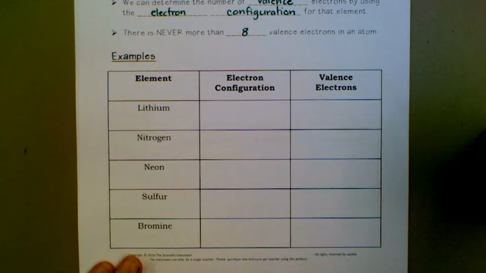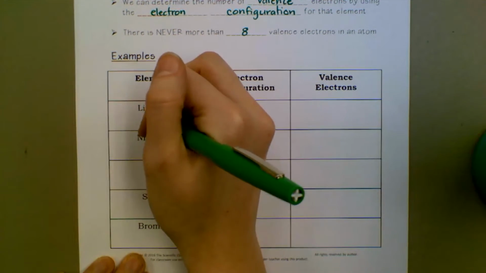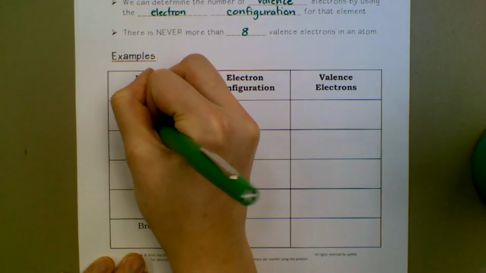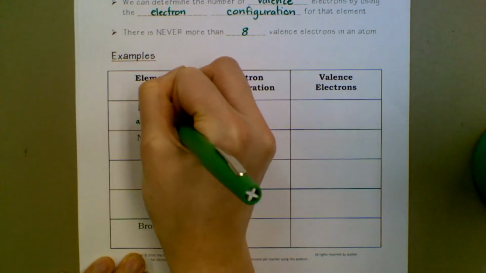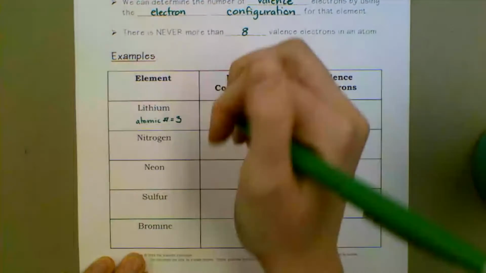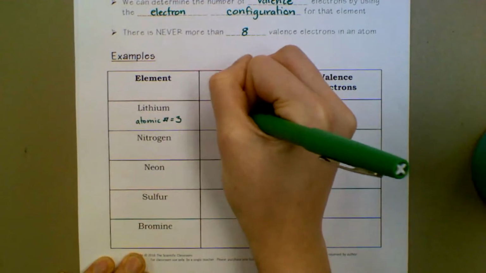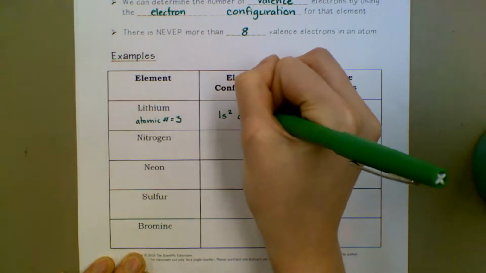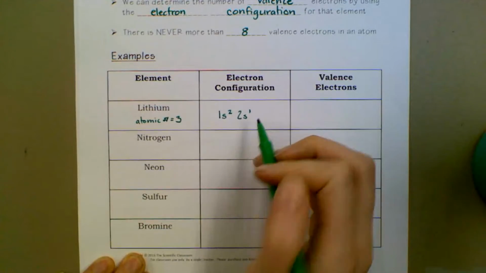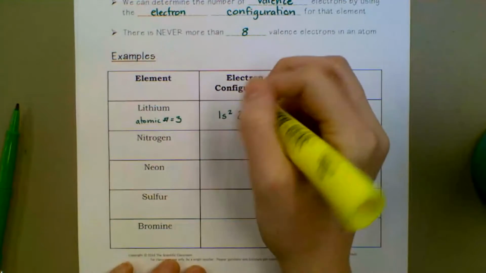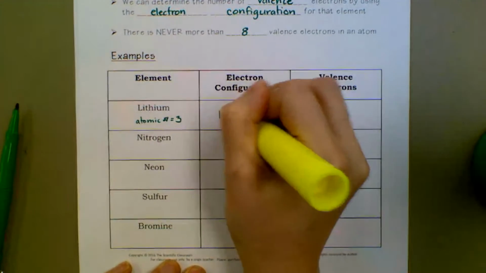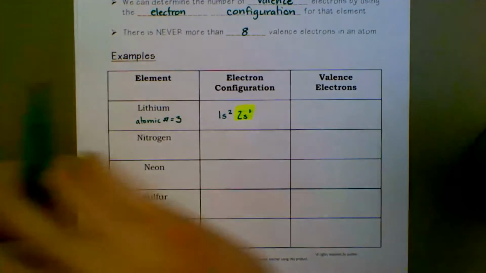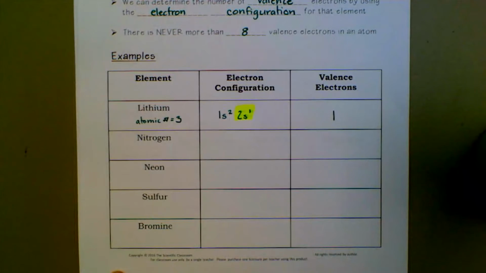So here are some examples. Lithium. We know that our atomic number for lithium is 3. And our electron configuration is going to be 1s2, 2s1. There's those 3 electrons. We look at our outermost level. So our outermost level is 2. We have 1 electron in that level, so we're going to have 1 valence electron.